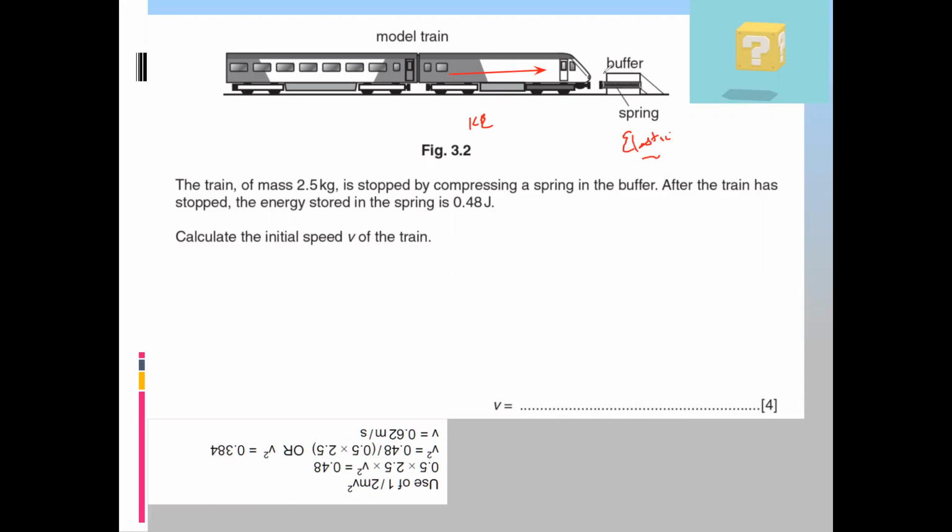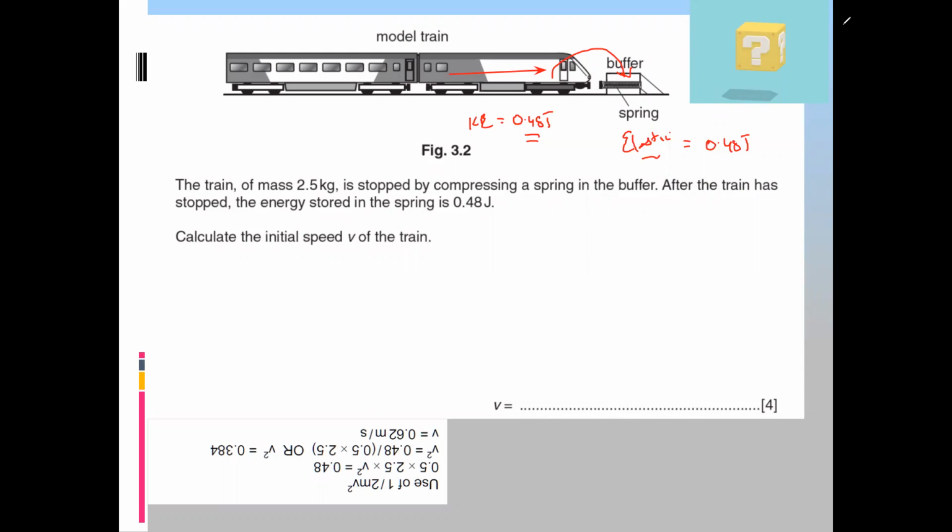It will also produce sound energy, but this is our assumption: if the train had 0.48 of kinetic energy, all of its kinetic energy is transferred into the spring. Practically it is not possible, there are other forms of energy as well, but we assume that only one form of energy is transferred. So we need the speed of this train.